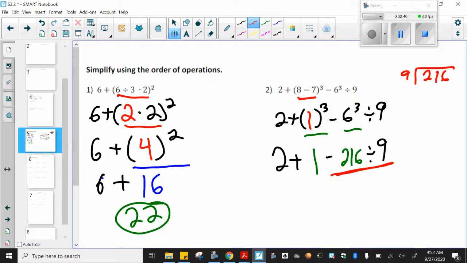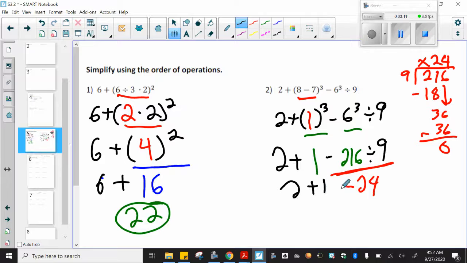216 divided by 9. 9 does not go into 2. 9 goes into 21 twice, to get 18. 3, bring down the 6. 9 goes into 36 4 times to make 36. 0. All right, so just 24. And I'm going to make that negative because one of these is negative, so negative 24. I'm going to bring down the rest. 2 plus 1 minus 24. Lastly, we have addition and subtraction. So we're going to add or subtract going across. So 2 plus 1 makes 3. 3 minus 24 is negative 21. And negative 21 is our best answer there.